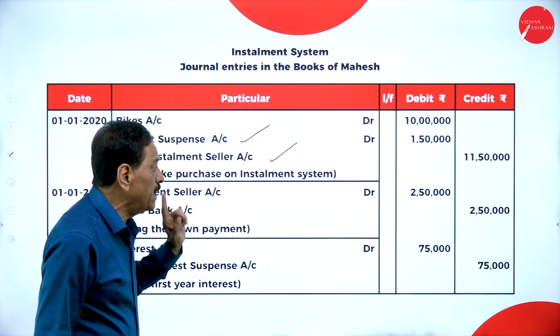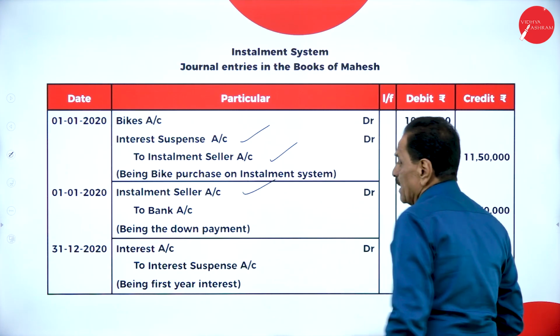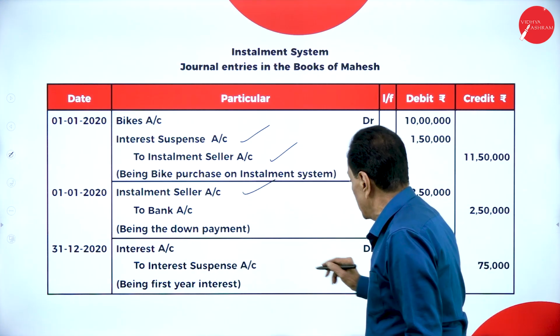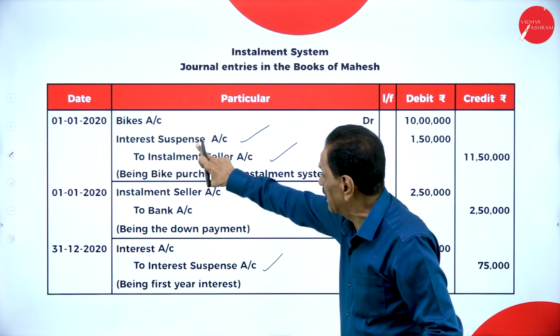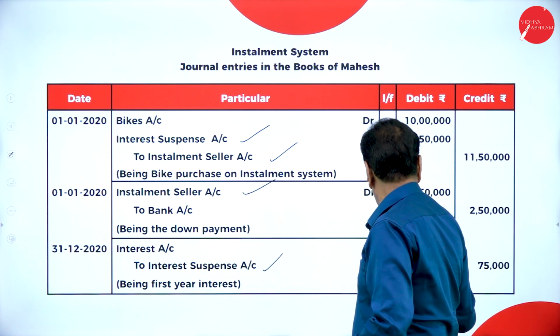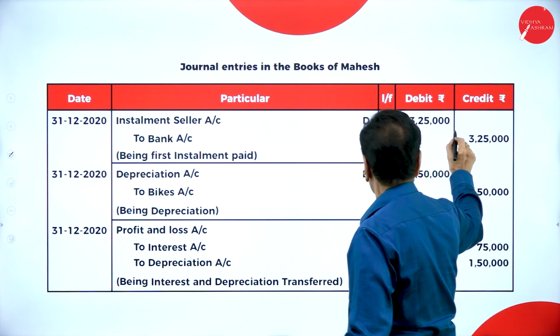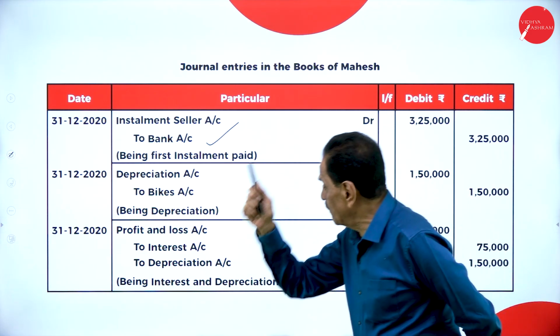How much down payment is made? 2 lakh 50,000. This is the down payment at the beginning of the year. Then at the end of the year, interest account debit to interest expense account should be created. Here debit becomes the credit. Here debit entry. Out of that, how much interest is charged? 75,000 is charged. Then installment seller account debit to bank account. Being first installment paid.